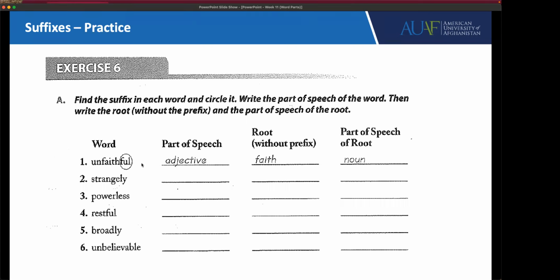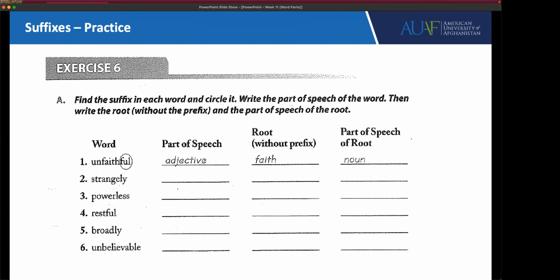Okay, so now we're going to do the suffixes, okay? We're going to look at the word, decide what part of speech it is, the root, and the part of speech of the root. So for example, faith is the root and it's a noun. So we'll do number 2 together. Nilofer, you want to try number 2? For number 2, it is strangely, the part of speech is adverb, and the root is strange, and it's adjective. Very good, very good. Perfect.